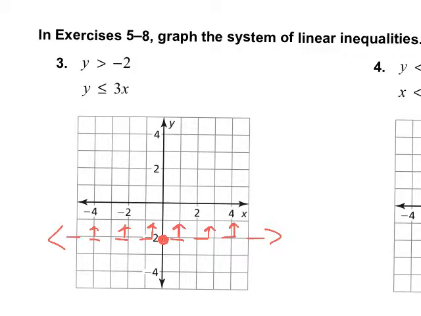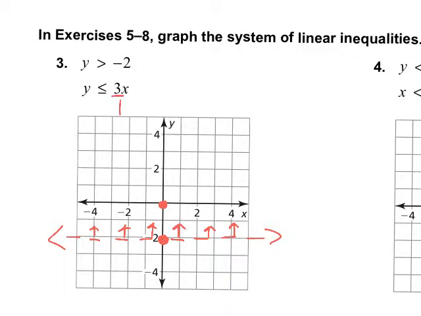So y equals mx plus b. What's the plus b part? 0, right? There's not one there. So my y-intercept is going to be 0 right at the origin. What's my slope? That's the 3, right? So it's going to be 3 over 1.